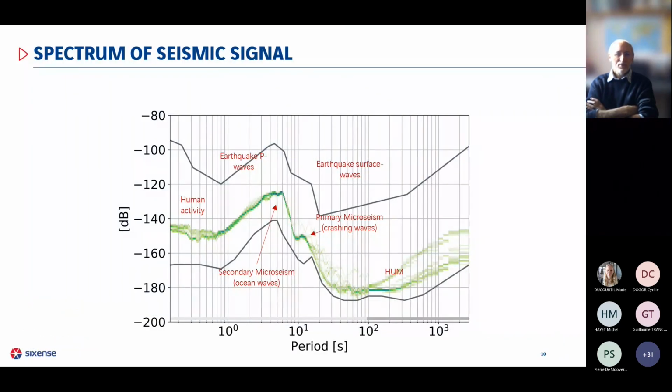So let's start with the basics. What is seismic noise? To answer this question, we'll start by showing the different types of seismic signals here on this general frequency spectrum. And as you know, the lower the frequency, so the higher the period, the deeper the wave propagates.